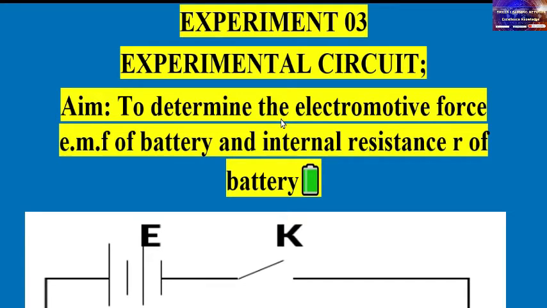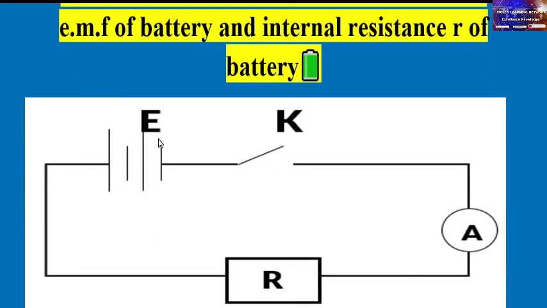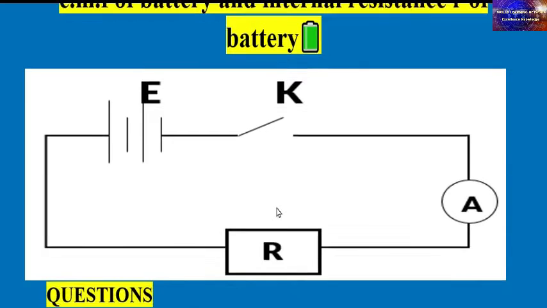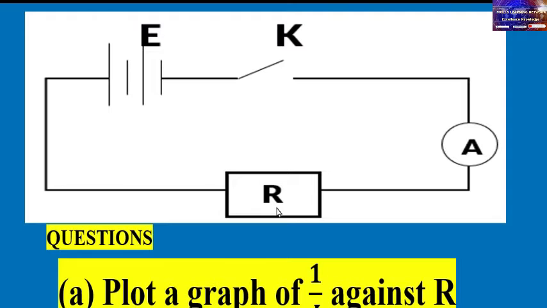We consider the procedure by using the circuit of the experiment. We have an electromotive force or battery, a switch, an ammeter, and a resistance box. By using the ammeter, we are going to find the electromotive force, or E.M.F, and the internal resistance.